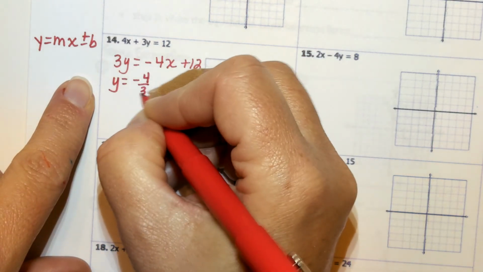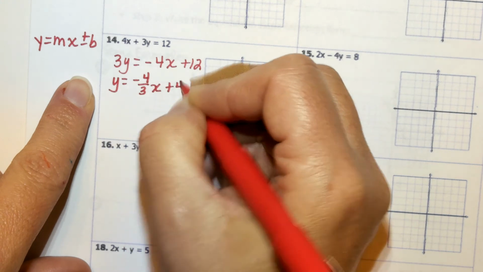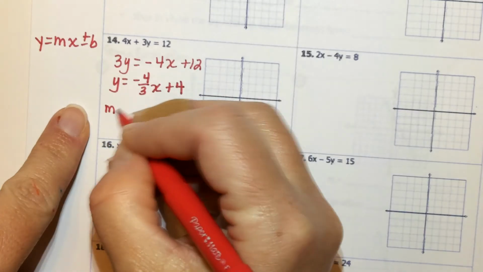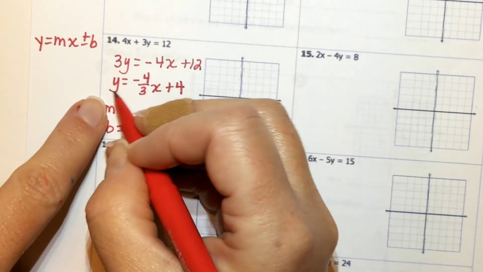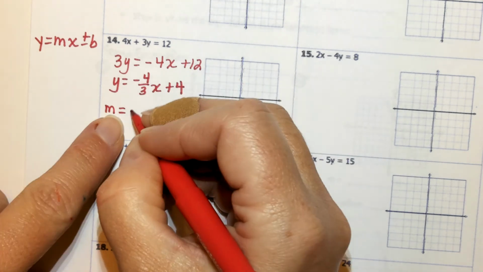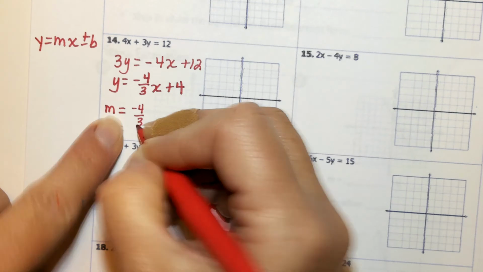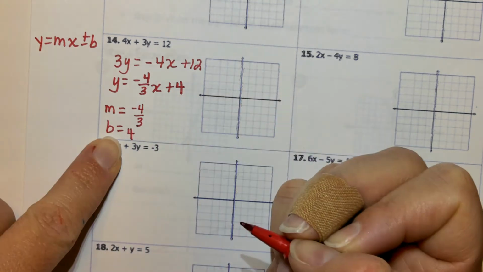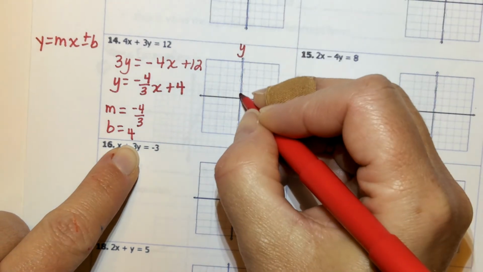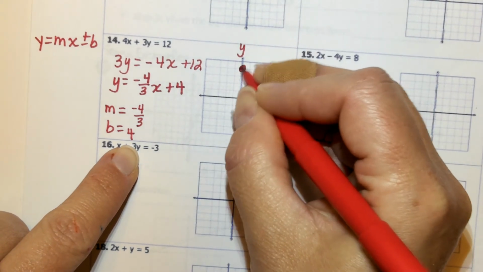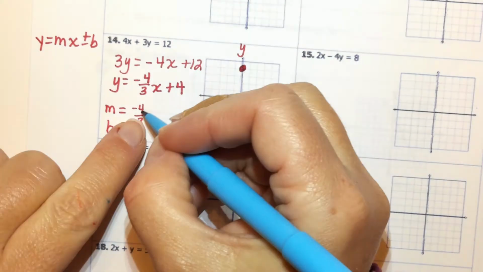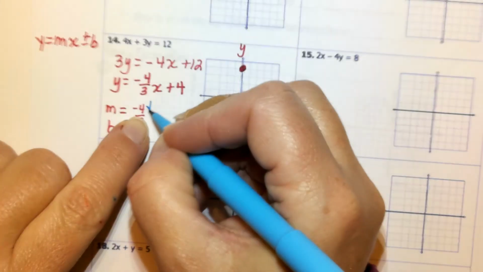Right? So I subtract 4x and I put it here, right to the right of the equal sign. And now everything gets divided by 3. Divide by 3, divide by 3, divide by 3. So everything got divided by 3. Now I need my slope and I need my intercept. y = mx + b. So my slope is negative 4/3 and my intercept is positive 4.